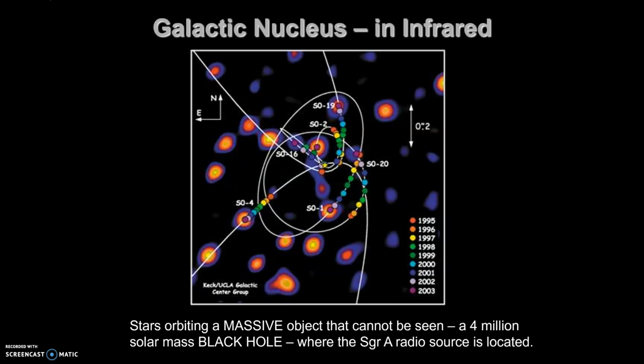So if we take another look, we can see that the stars are actually orbiting a massive object that cannot be seen. So what objects cannot be seen? We're going to see a black hole here. So our black hole is 4 million solar masses. Again, if we compare it to some of the stars that we've looked at, 4 million is a massive, massive number. It has a really huge mass, which means we're going to see an immense amount of gravity.